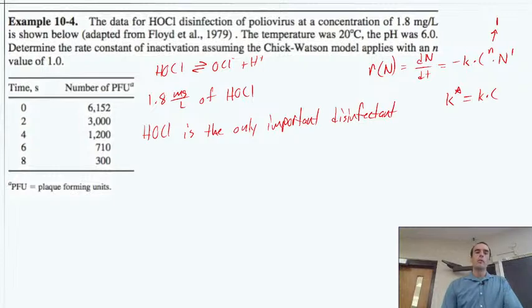Okay, so from here we've got data and we're trying to find K, right? It says determine the rate constant of inactivation, assuming all that. So the rate constant of inactivation, what they're looking for is the K here. So in this problem, we want to solve for K. We're given the data. We have all that background there. We're making a couple of assumptions.